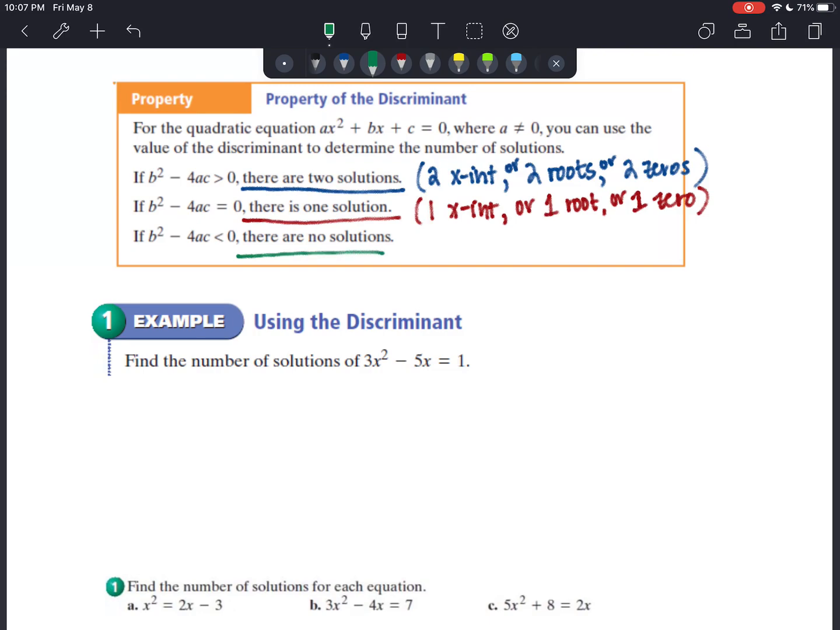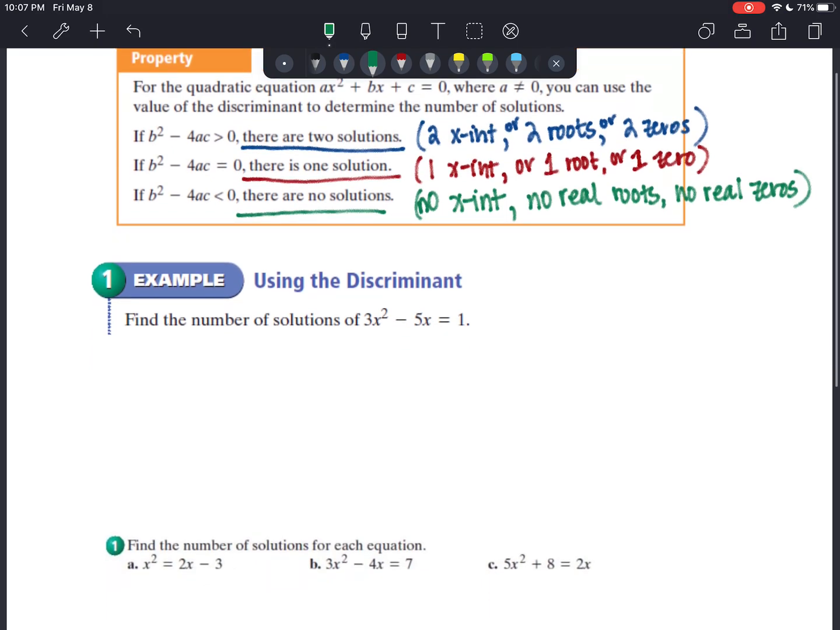And then we have no solutions, and that happens when b squared minus 4ac is less than 0. That means you don't have any x-intercepts. No real roots, no real zeros. So 0 x-intercepts, or you can say no x-intercepts. We'll come back and practice using these properties and determine how many solutions our quadratics have.